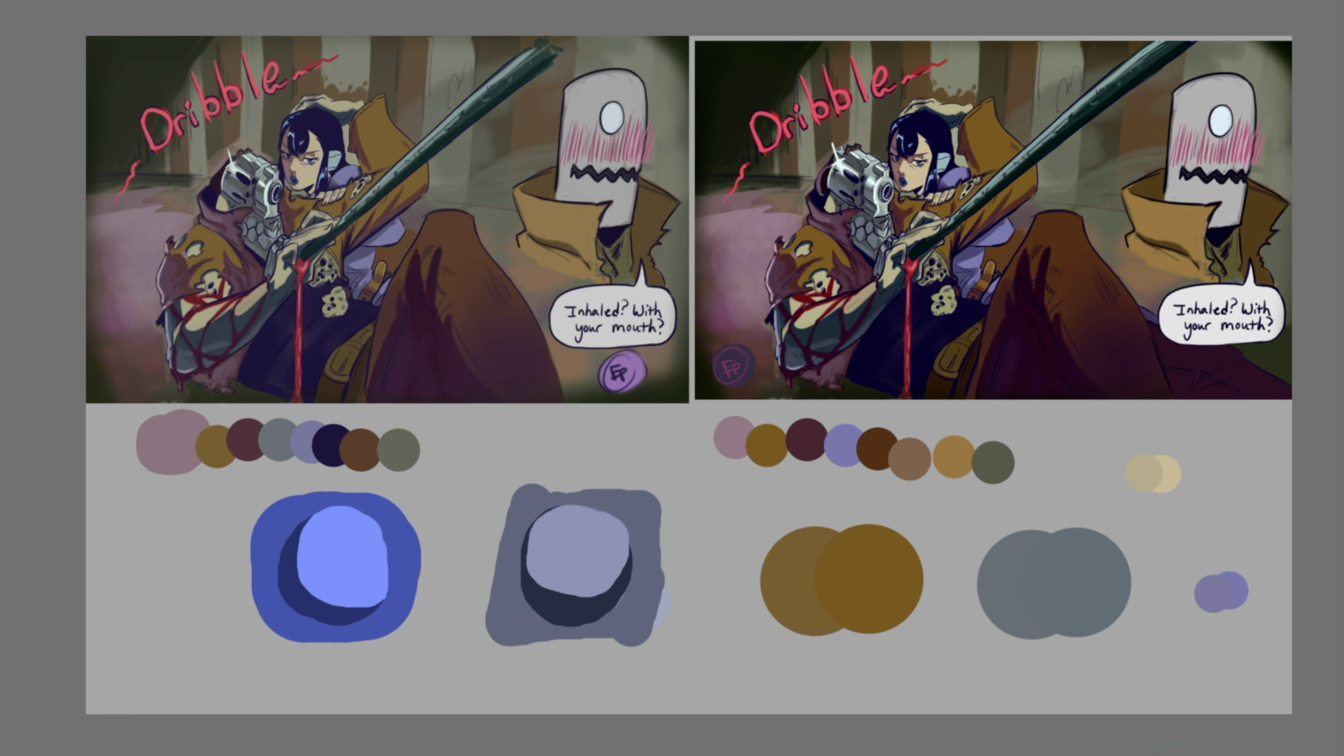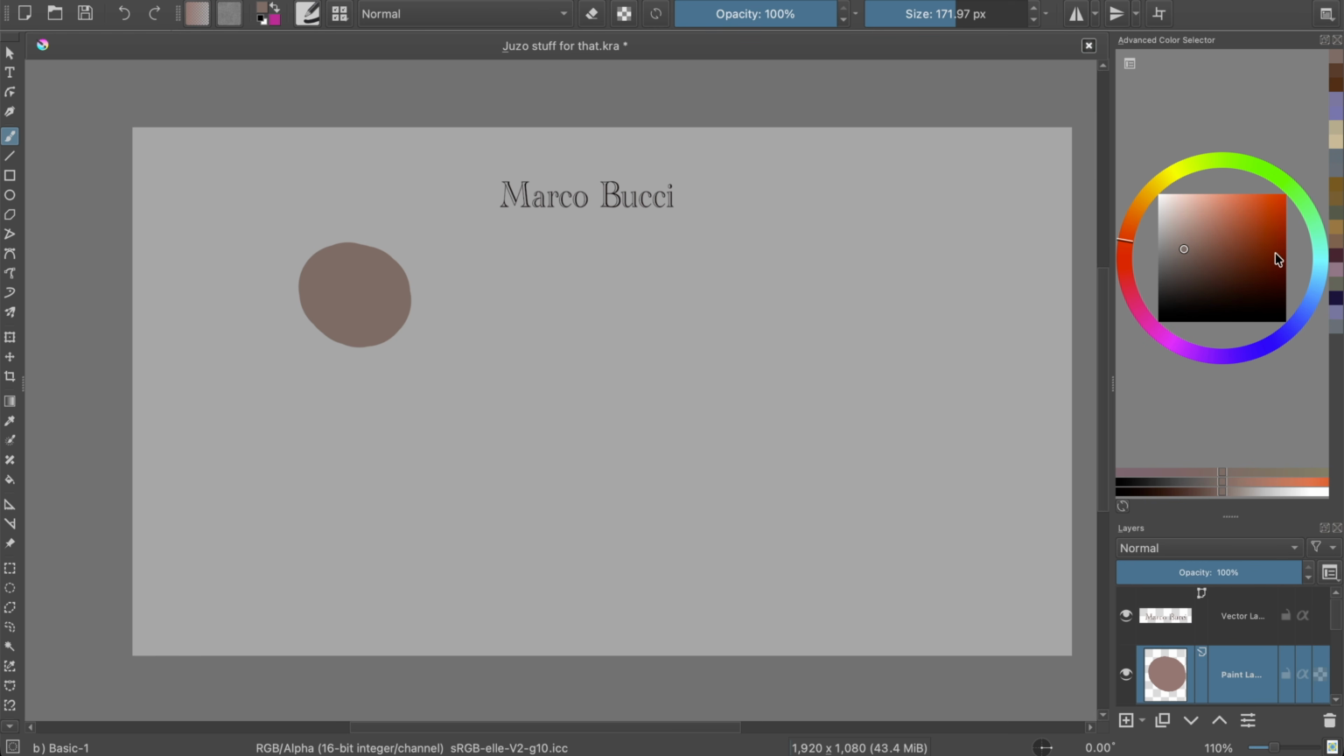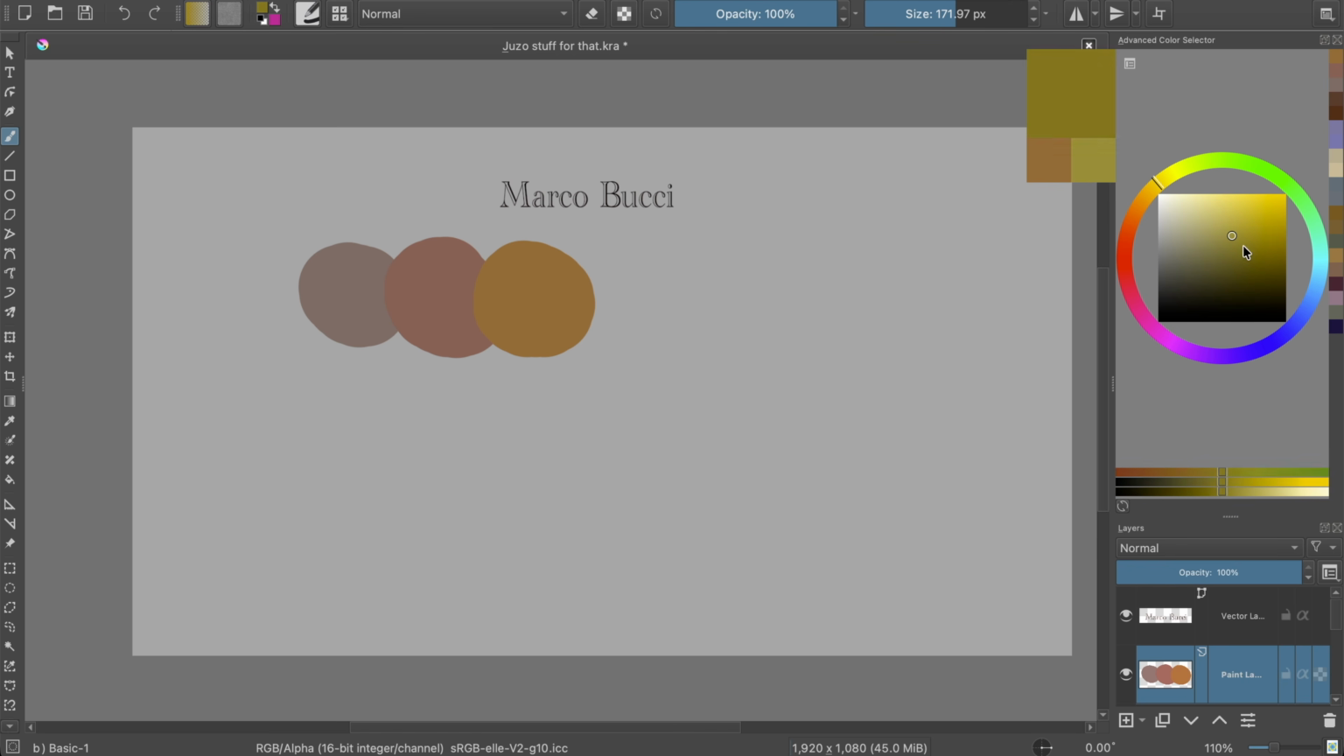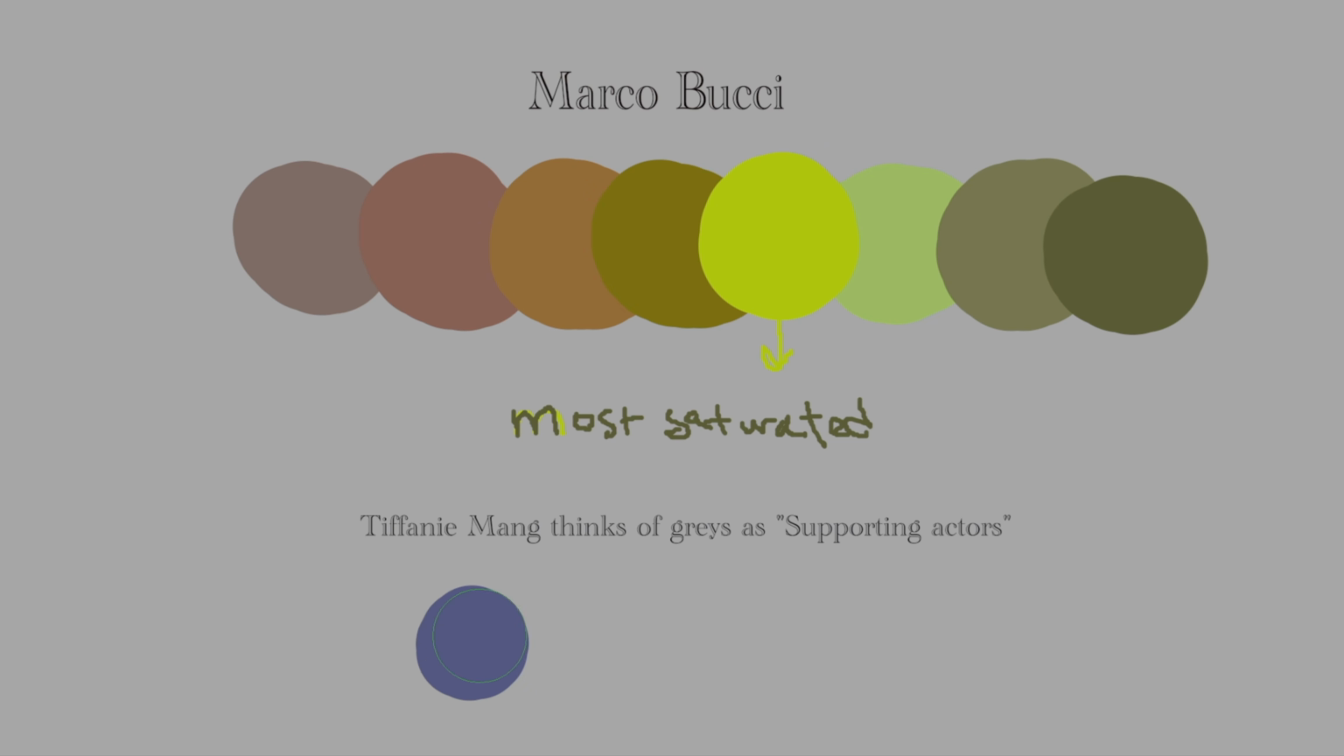I believe this problem stemmed from the fact that I heard all these amazing artists say that there's power in the grays, and there is, I'll get into that. Take Marco Bucci, for example. I believe he said that he starts with desaturated colors and adds saturation after to lead to his focal point. Tiffanie Mang describes grays as supporting actors, and you can get so much subtlety with grays. Grays are really amazing things.